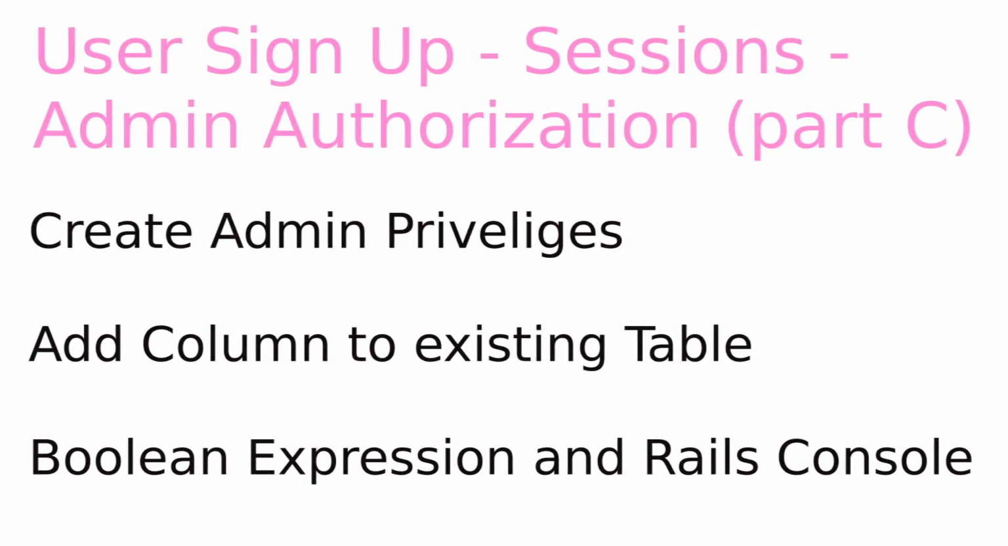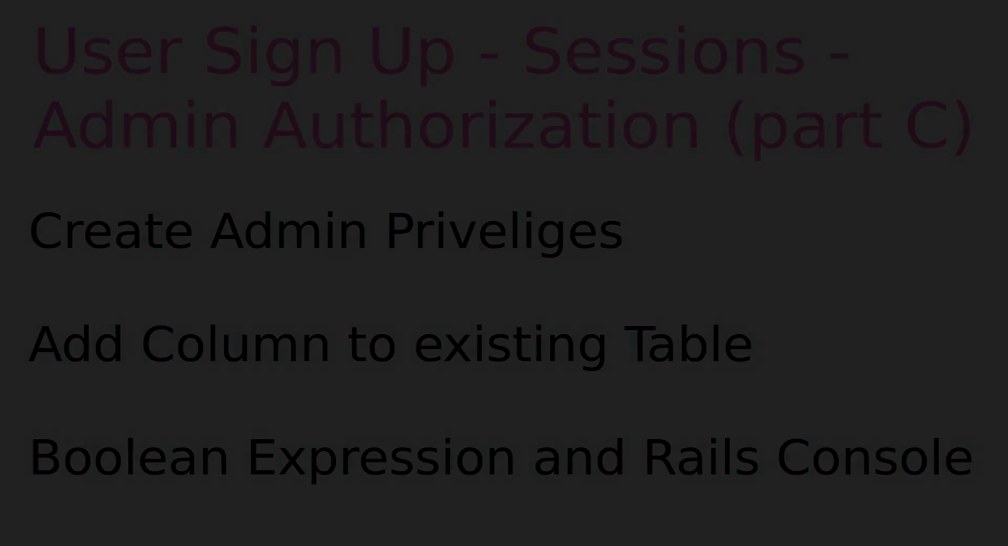Okay, so in this episode, the third episode of learning how to use sign up, sign in, create sessions, and admin authorization. In this episode, we will create the admin privileges. We will add a column to an existing table containing the admin, and we will work with the Boolean expression, and we will add the admin from the Rails console. Okay, let's get started again.